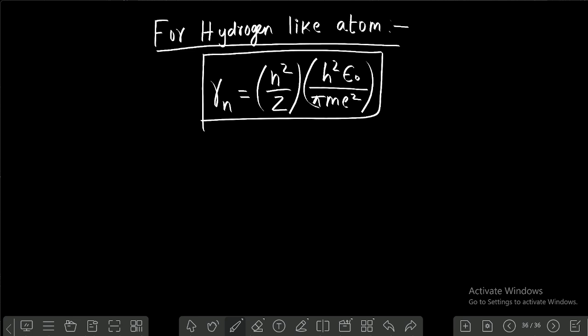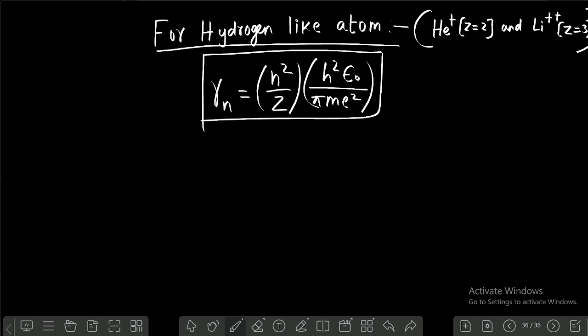What is a hydrogen like atom? Helium plus is a hydrogen like atom, Z equal to 2. Lithium double plus is Z equal to 3. This and all are hydrogen like atoms. Lithium double plus, your Z equal to 3. Remember.